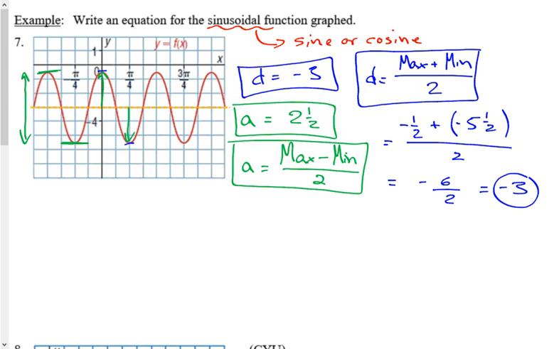So we have A and D. Now let's look at our B value. We want to think about the period. So I look at my graph. Here there's a maximum right on the y-axis, which is kind of nice. So then I'll look to my next maximum and say, how far is that? So I look at my scale. 2 grid lines is pi by 4. So 4 grid lines will be a pi by 2. So my period is pi by 2.